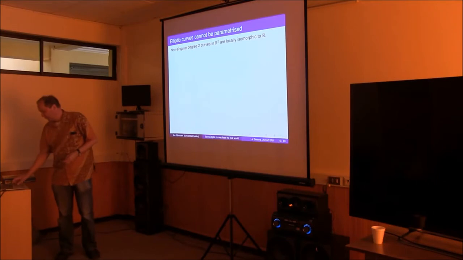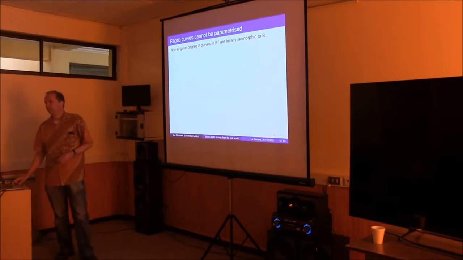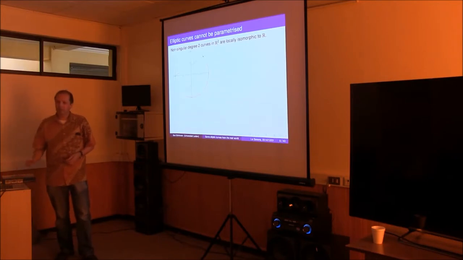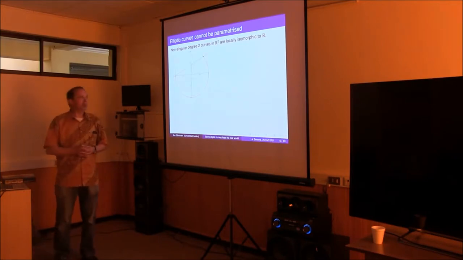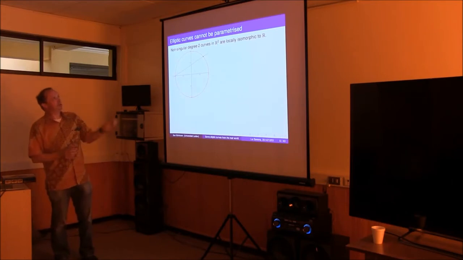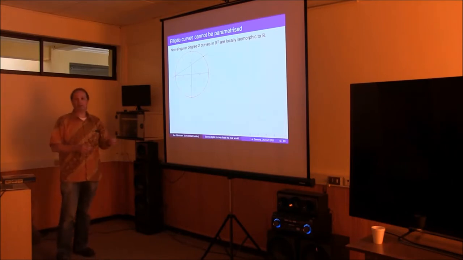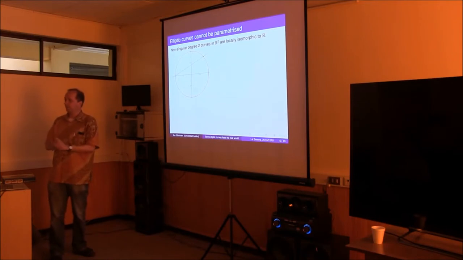If you take a non-singular degree 2 curve in the real plane, then it can be parameterized, and that is something that you have probably seen in one shape or another. So if I take a circle, the equation for the circle is x squared plus y squared equals 1.